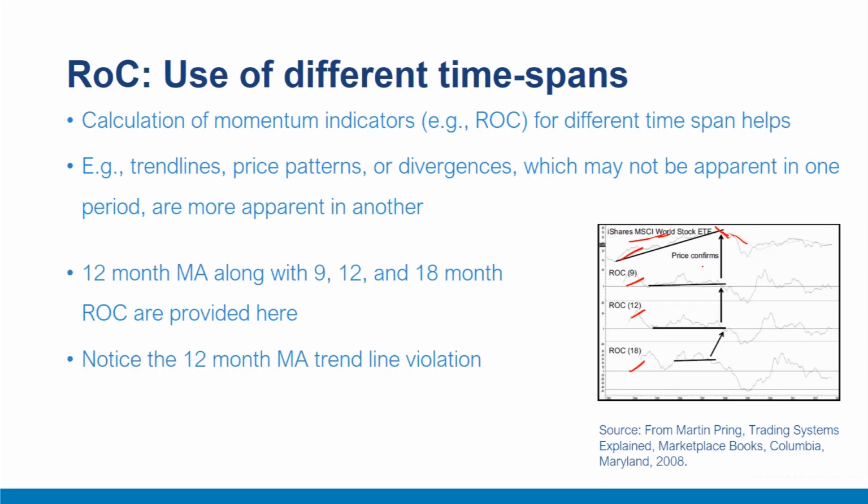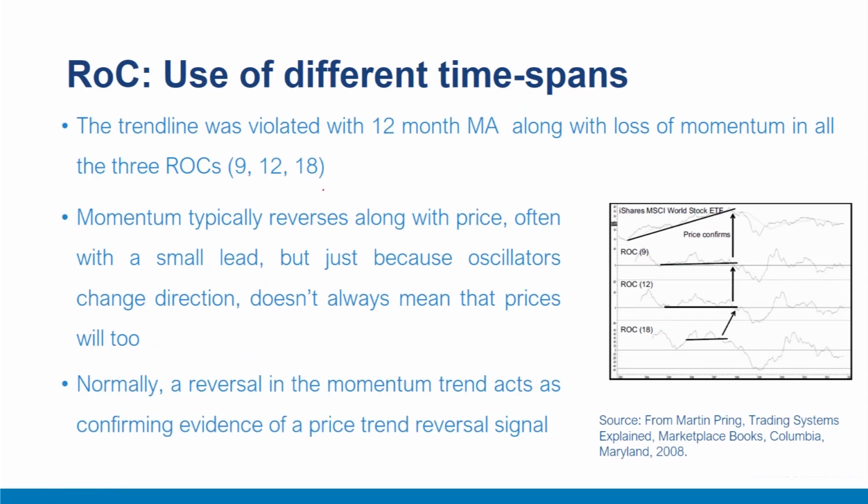This happens almost simultaneously with the 12-month MA crossover. So there is a 12-month MA crossover and a trend line violation. So there are a number of evidences. At the same time, all three ROCs also witness loss of momentum, and they cross the zero line after some time. The equilibrium line is also crossed. So basically, the trend line was violated, that is one evidence, and loss of momentum in all the ROCs is another indicator.